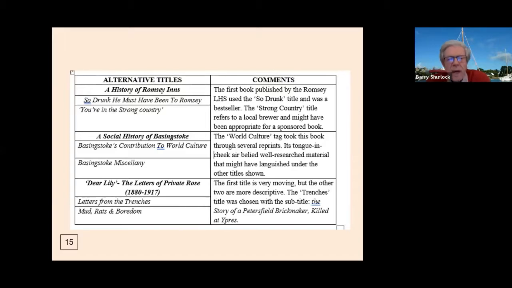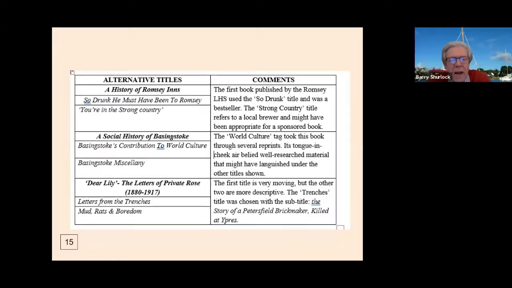And then as a subtitle, you might say, Dear Lily, Private Rose to Dear Lily, and so on. In other words, you can modify your main title. And then there's a third possibility there that is perhaps equally catchy, Mud, Rats and Boredom. So this is a book that was published and was called Letters from the Trenches.